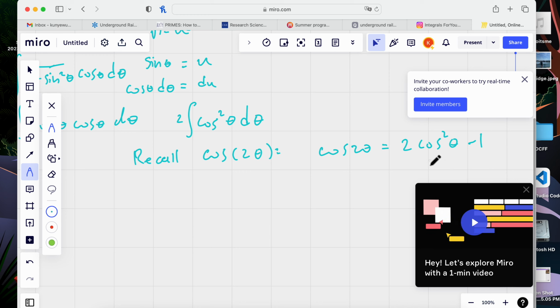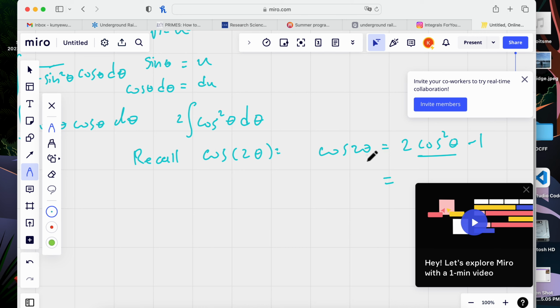Why are we using this identity? Because only this identity contains a cosine squared, and that is exactly what we have here. So we're going to try to get cosine squared by itself and see what that equals to. We can replace cosine squared with whatever this gives us, because we don't want to integrate cosine squared.